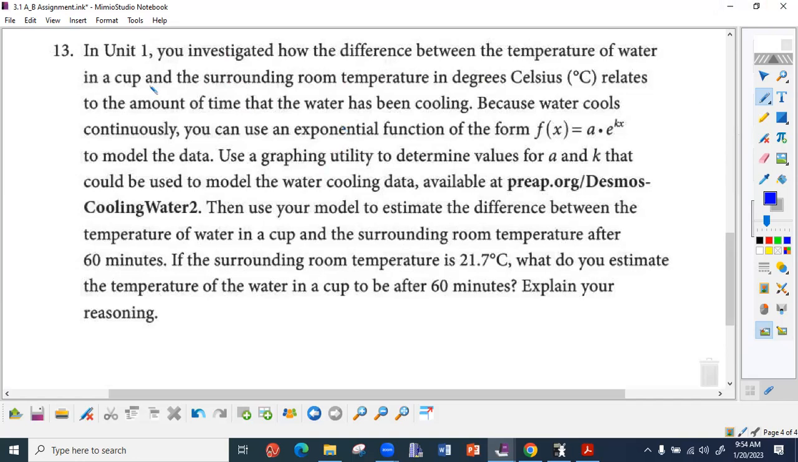So what did I say about 13? Cross it off. Cross it out. Got it? All right.